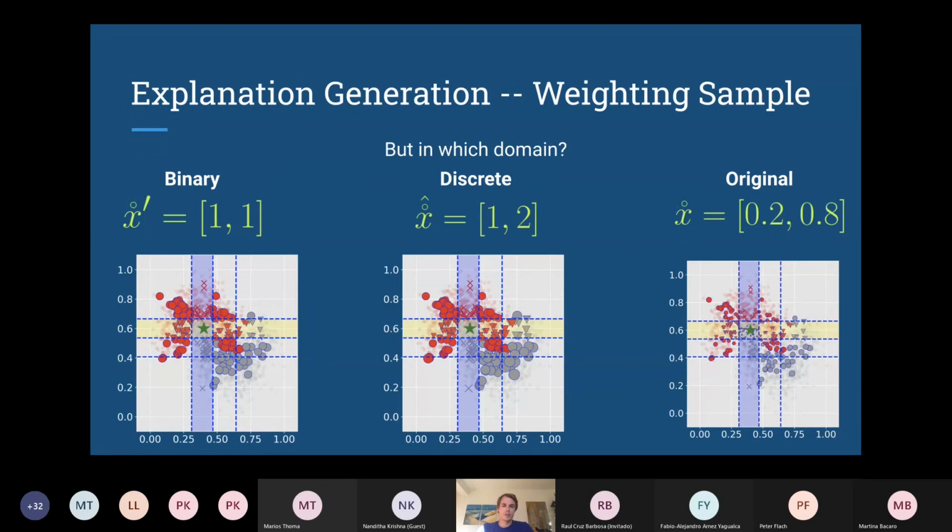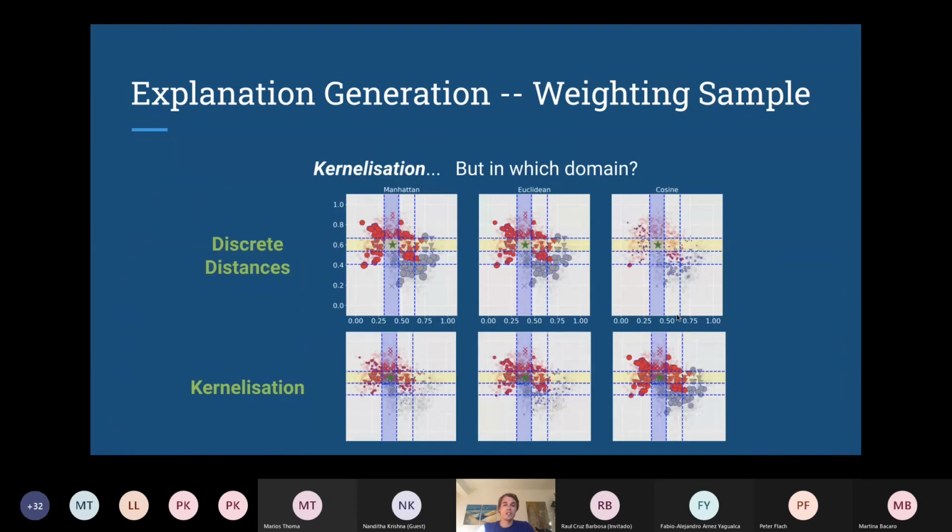Finally, for the explanation generation, again, you can do distancing and weighting. And the question is, which domain do you calculate these metrics in? You can see that based on different domain in which you do that, you get sort of different results. And if you combine that with the similarity metric, so kernelization of your distance metric, this becomes even more complicated. And how do you decide? Well, this is again problem dependent.